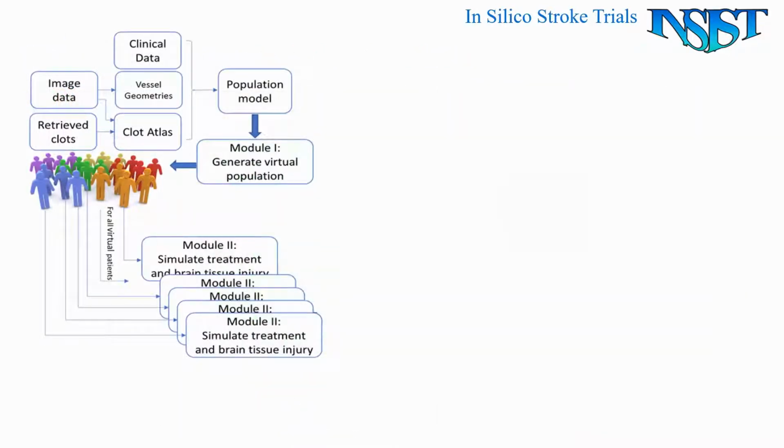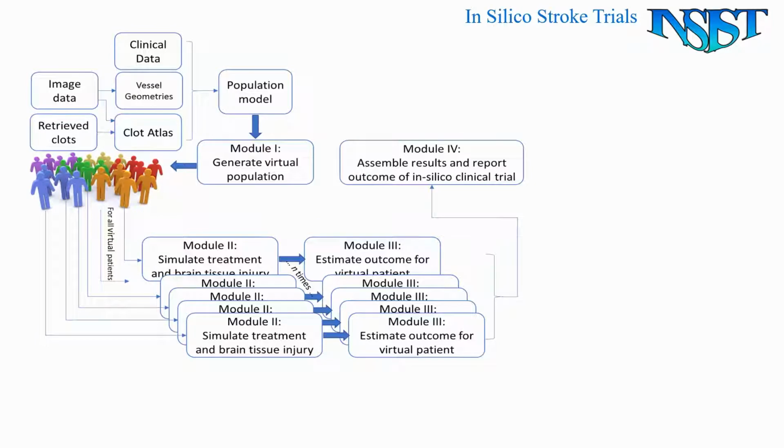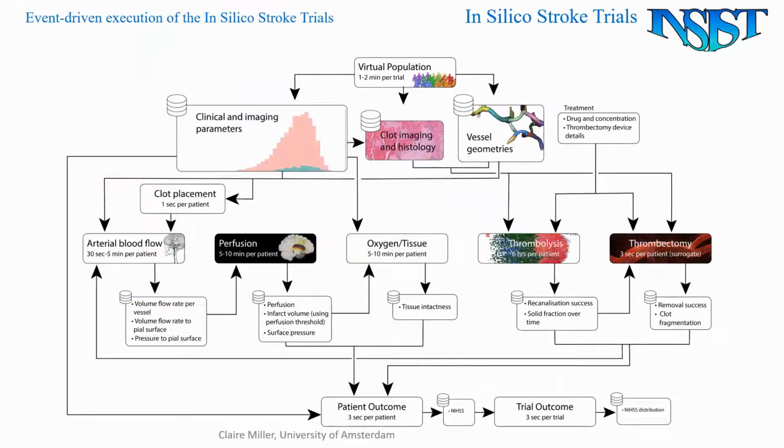So at this point, we have methods for generating virtual populations and building blocks that model the crucial processes in stroke and treatment. The next two steps are the estimation of outcome for each of our virtual patients, resembling the collection of data in a real clinical trial, and assembling the in silico trial results into a report on outcome. The whole procedure, from generation of the virtual population to delivering the in silico trial outcome, is automated as an event-driven process.